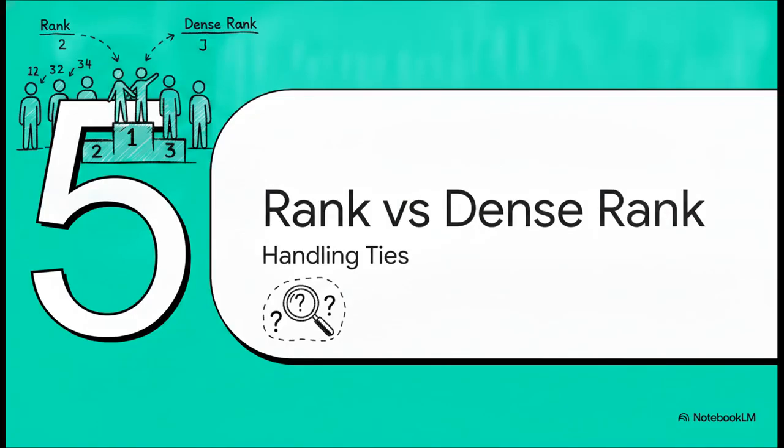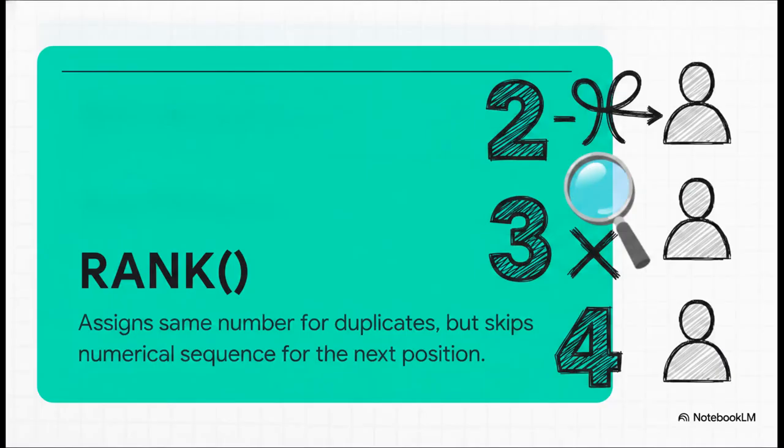Finally, section 5, rank versus dense rank. But what happens when you need to assign numbers based on official rankings, and two people make the exact same amount of money? A simple row number won't quite cut it. This is where the rank function steps in. If two employees tie for second place, rank gives them both a 2, but the very next person in line receives a 4 based on their physical position in the list. It recognizes the tie, but literally skips the number 3.